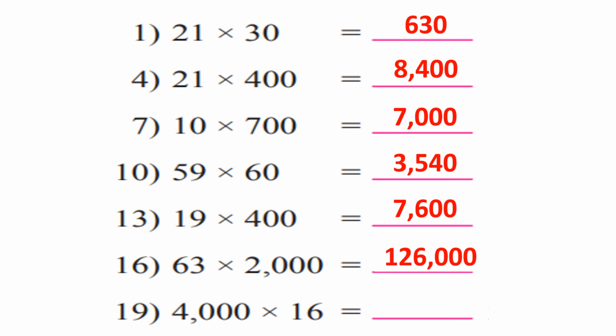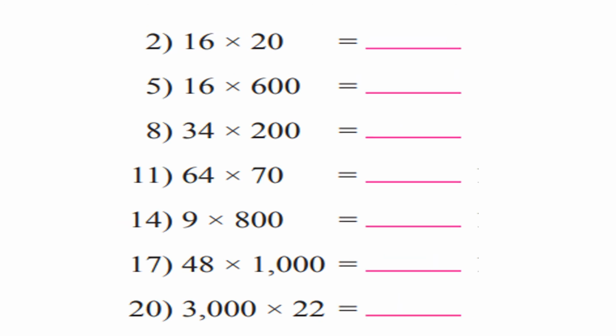Number 19. 4,000 times 16. Okay, here I write here 4,000. Here first you have three zeros, and you write here three zeros for 4,000. Then you multiply 4 times 16. 4 times 16 is 64. Then you write here 64,000.